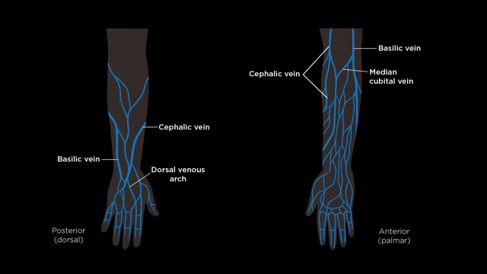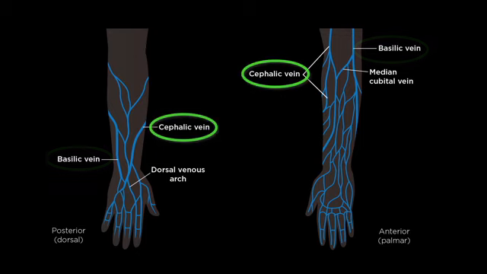On the thumb side of the dorsal venous arch, the veins coalesce into the large cephalic vein. And on the little finger side, the veins of the dorsal venous arch merge to form the basilic vein. Now, the cephalic vein ascends laterally along the forearm and arm and eventually runs in what's called the deltopectoral groove. That's a pathway between the deltoid and pectoralis major muscles. Then the cephalic vein drains into the deeper and much larger axillary vein.